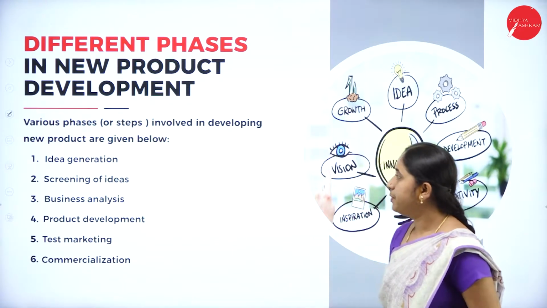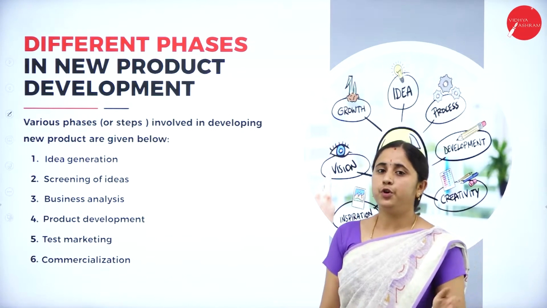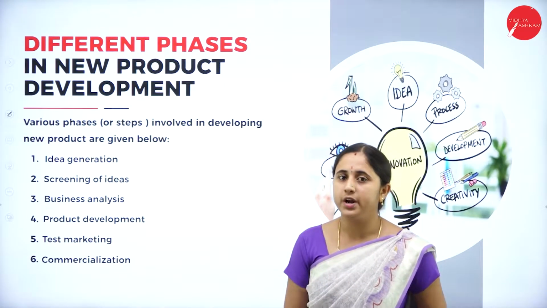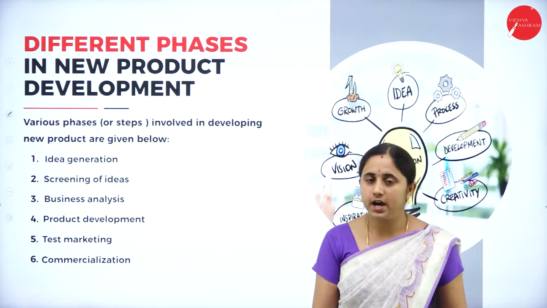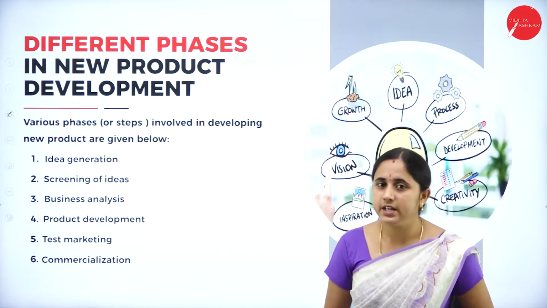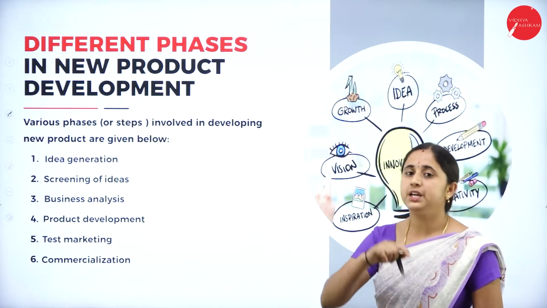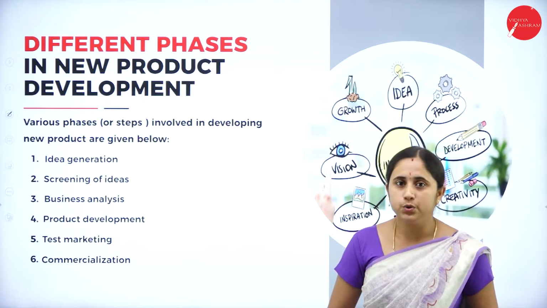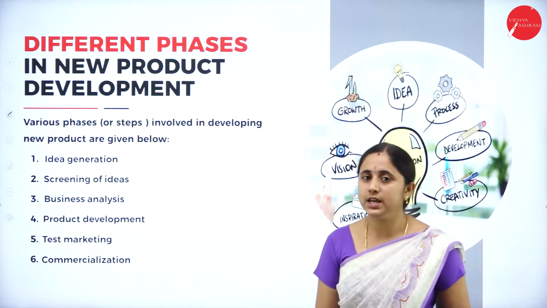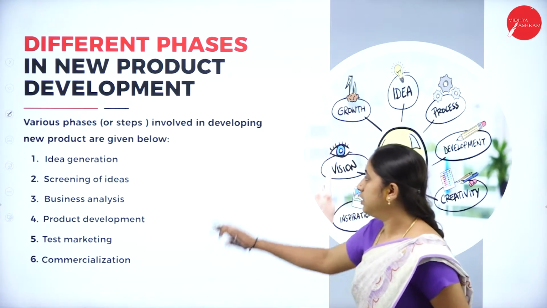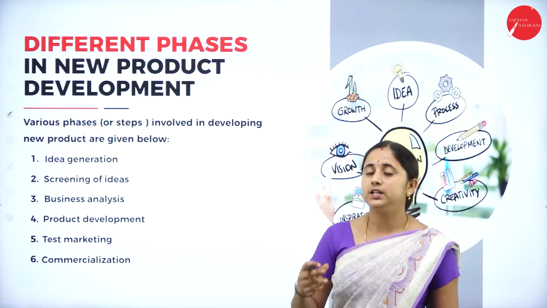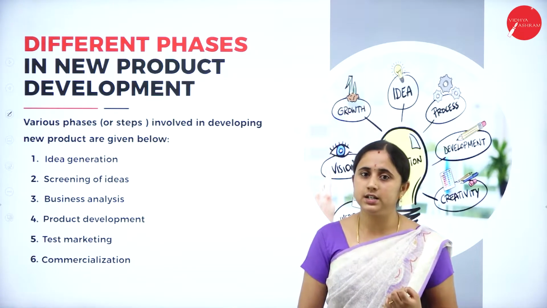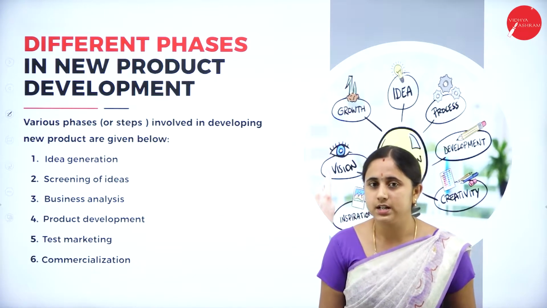So, the first step is idea generation. Before you start production, or before you think of producing a new product, first you need to get ideas. You need to generate innovative ideas from different sources to produce a new product. What to produce? How can your product satisfy the customers? First, you need to think about ideas. You need to collect ideas from different sources. The ideas can be collected from the internal sources as well as the external sources.